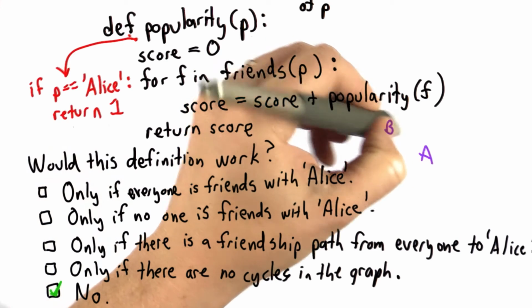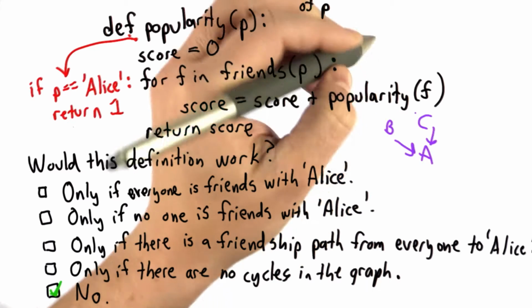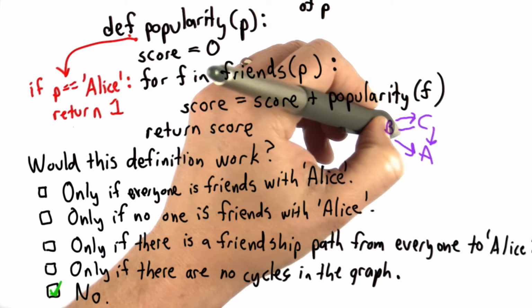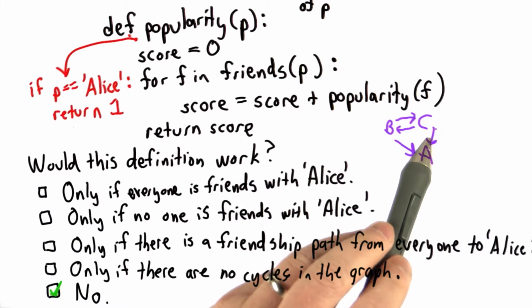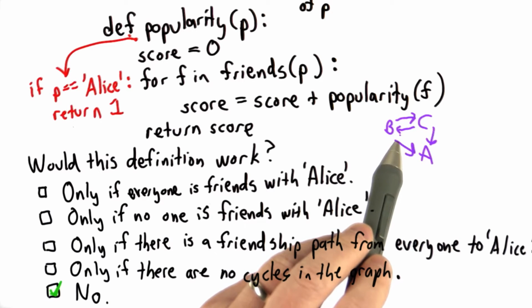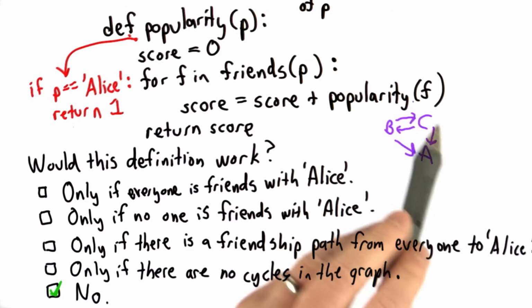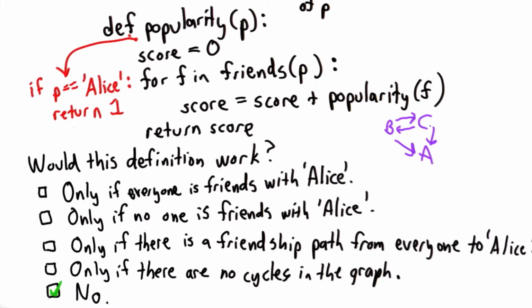Let's say this is Alice. We've got Bob and Charlie. They're both friends with Alice, but Bob is also friends with Charlie, and Charlie is friends with Bob. That means that to figure out the popularity of Bob, we need to know the popularity of Charlie. To figure out the popularity of Charlie, we need to know the popularity of Alice as well as the popularity of Bob. So we're never going to get to a solution. We're going to keep bouncing back and forth between Bob and Charlie doing this.